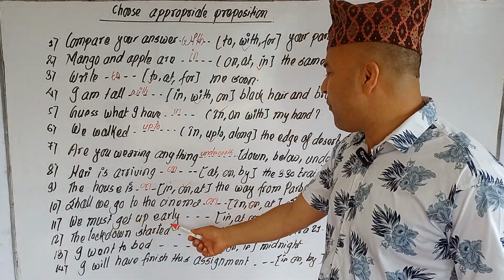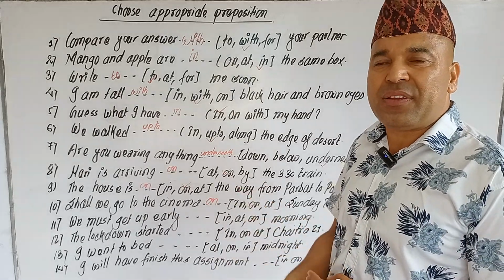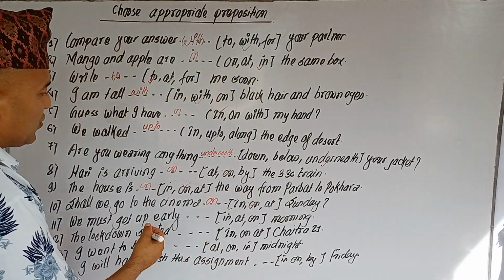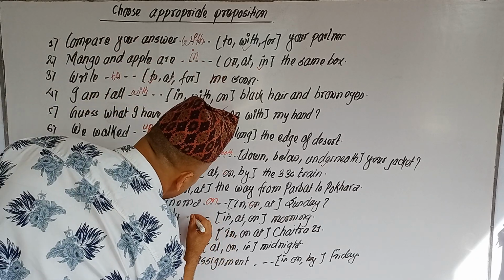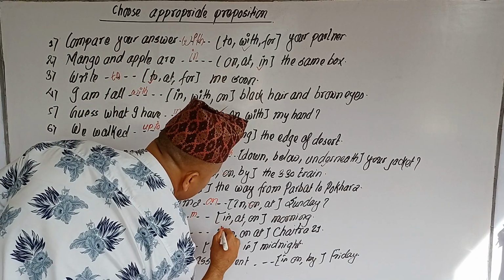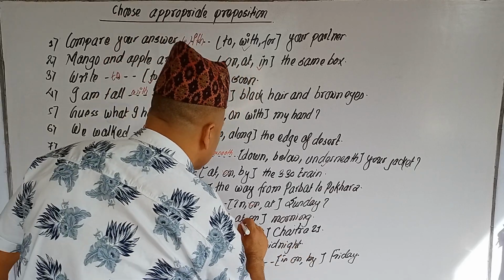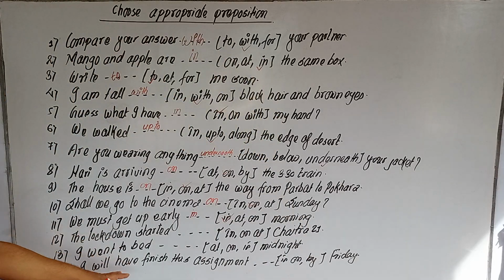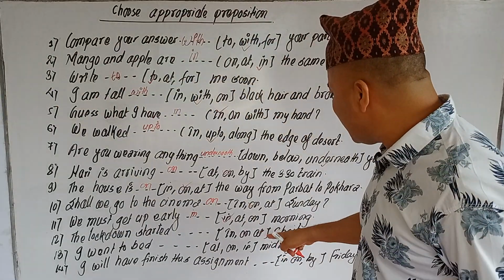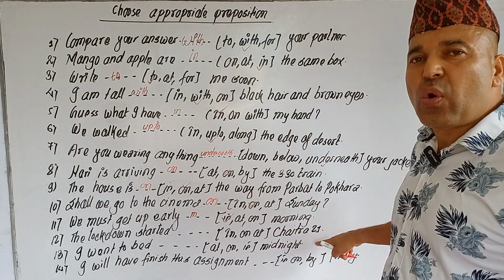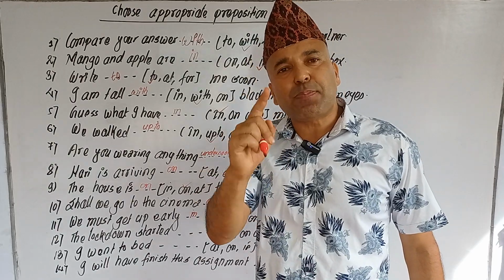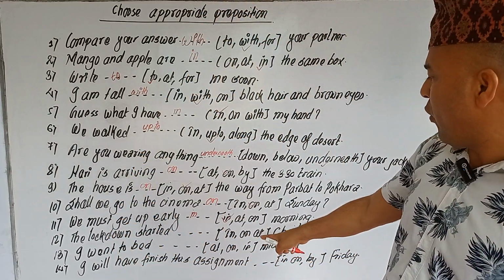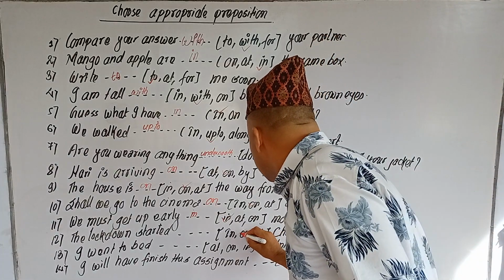We must get up early in the morning, in the evening, like this. The part of the day we have to use in: in the morning, in the afternoon. Okay, the lockdown started on Chaitra 21. It is a point of time, especially a point of time, we have to use on.